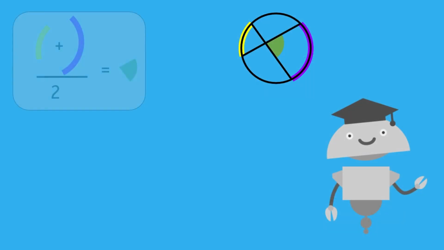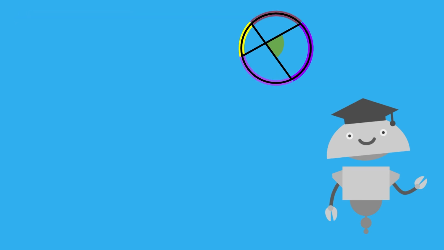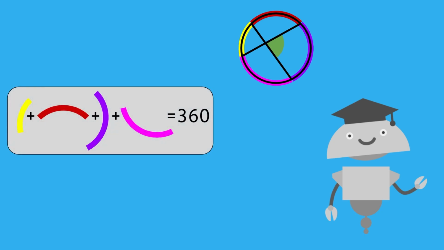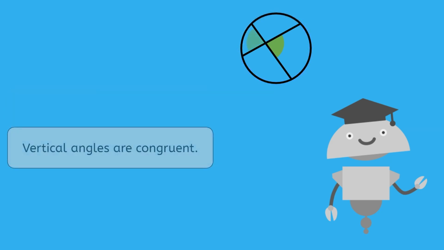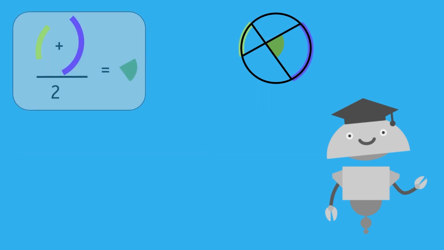Now you know how an angle measure inside the circle relates to the two intercepted arc measures. Be sure to keep the other concepts from this course in mind, like the fact that all the arc measures add up to 360, vertical angles are congruent, and the angles in a linear pair add up to 180 degrees. With all of this background knowledge, you'll be able to reason your way through the practice problems. See you next time!